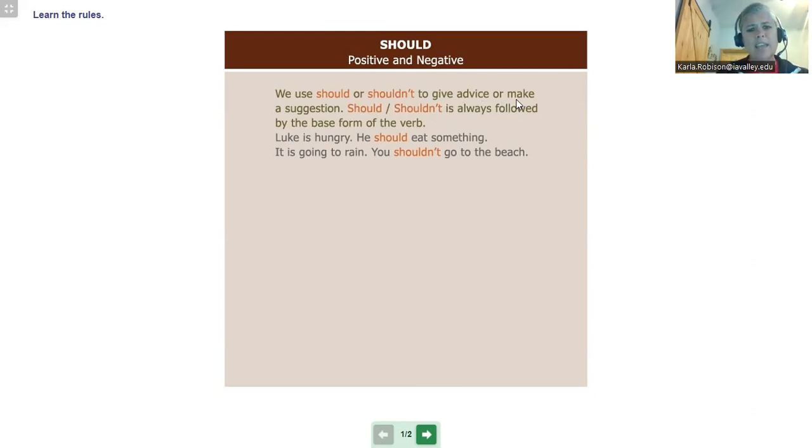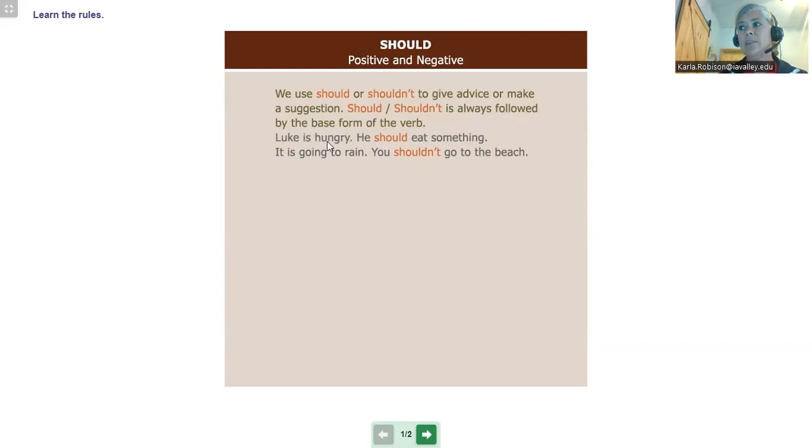Oh, you should take that right there. Or you should park over here. Or you shouldn't do that. So they're kind of giving people advice or bossing them around. Depends on how you look at it. Now, should and shouldn't is always going to be followed by the base form of the verb, okay? So anytime you use should, it should always be followed by a verb, an action word.